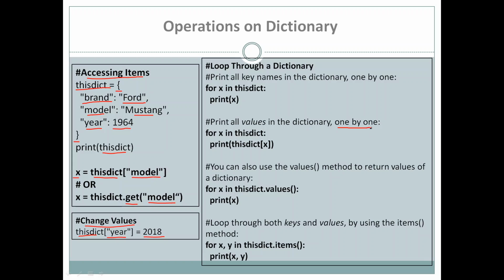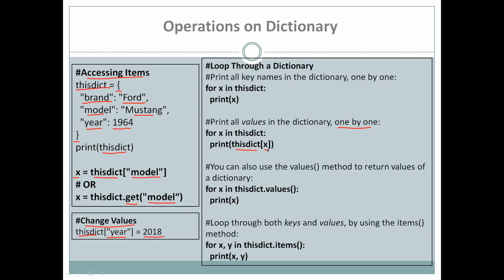We can print the values as well from a dictionary. In the first case, it prints only the keys. If I want to print the values, we may use a syntax for x in district again. Then print, instead of printing x, we will print district of x. X represents a key. If I pass the key there, it will give us the value of that key. So this way we can print all the values from the dictionary.